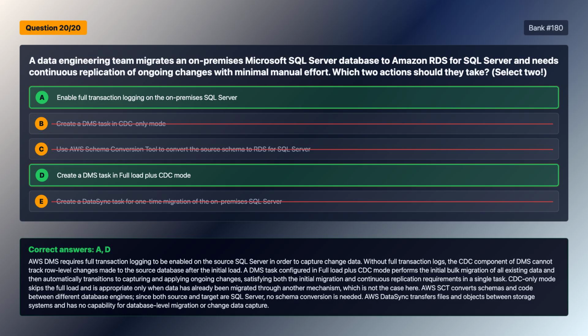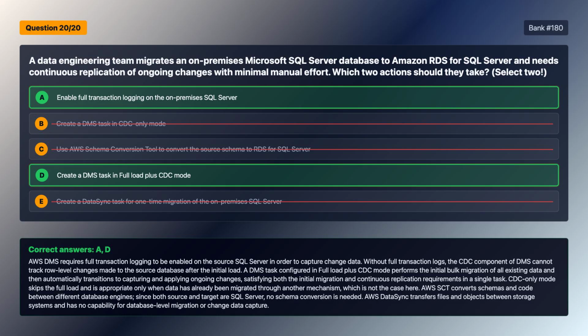DMS requires full transaction logging to be enabled on the source SQL Server in order to capture change data. Without full transaction logs, the CDC component of DMS cannot track row-level changes made to the source database after the initial load. A DMS task configured in full load plus CDC mode performs the initial bulk migration of all existing data, and then automatically transitions to capturing and applying ongoing changes, satisfying both the initial migration and continuous replication requirements in a single task. CDC-only mode skips the full load and is appropriate only when data has already been migrated through another mechanism, which is not the case here.